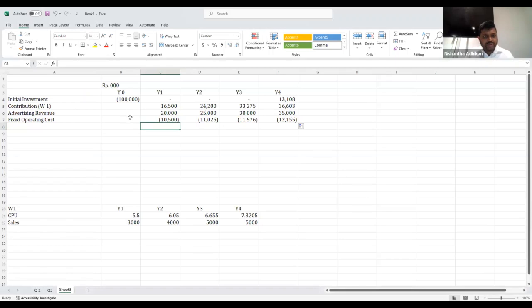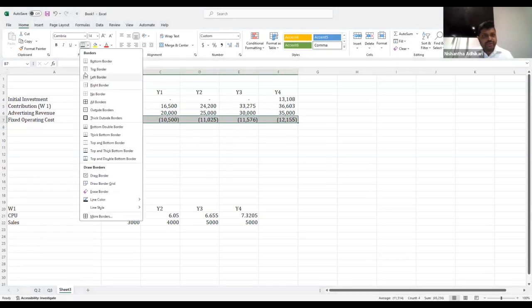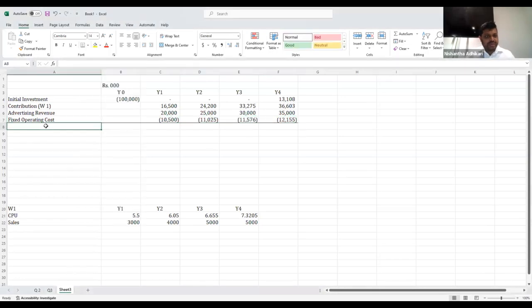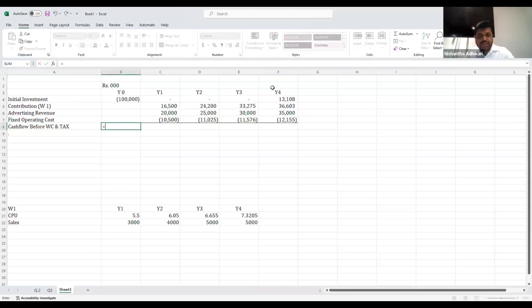Now cash flow before working capital adjustment is to be done. I will take cash flow before working capital and tax. You can take the total.